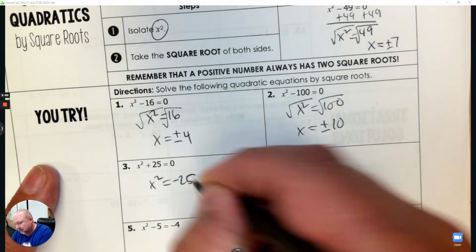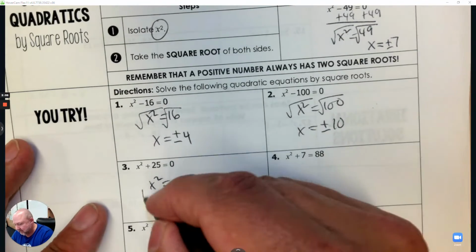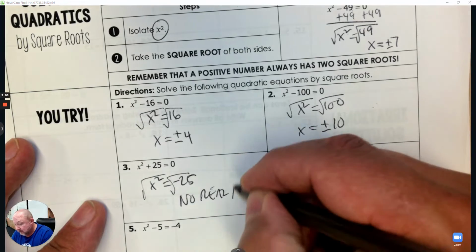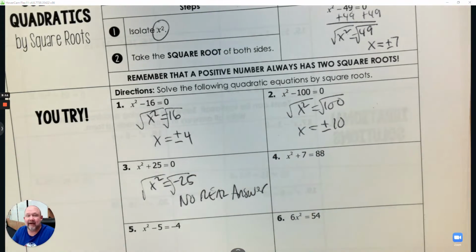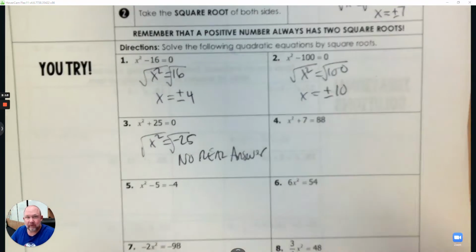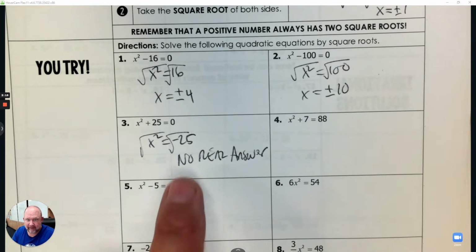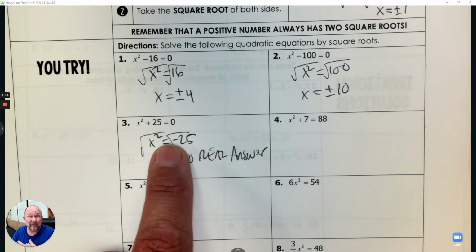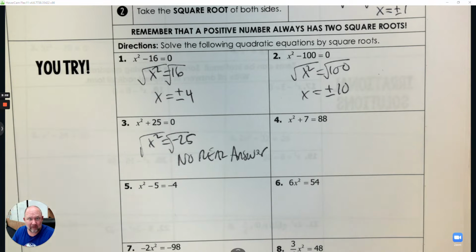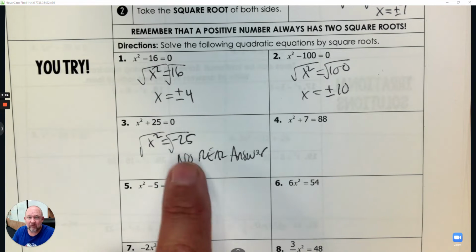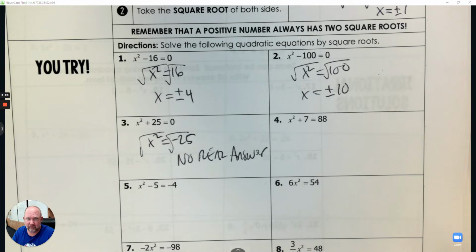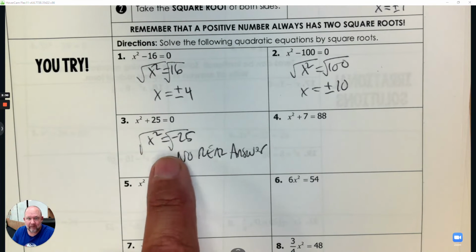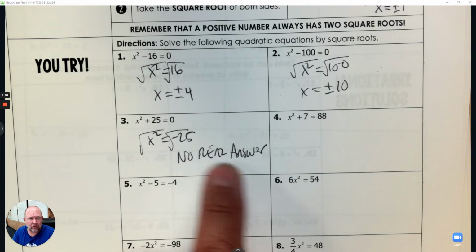Now, be careful here. When I subtract 25 and square root, there is no real answer here. Why did I write that down? That's because there is no number times itself that can be negative. So when you take the square root of a negative number, it's actually what's called imaginary. Totally different lesson. What we're doing is only understanding the real answers, not imaginary. So for the square root of a negative number, we write down no real solution or no real answer.